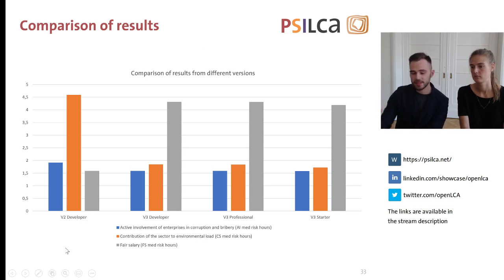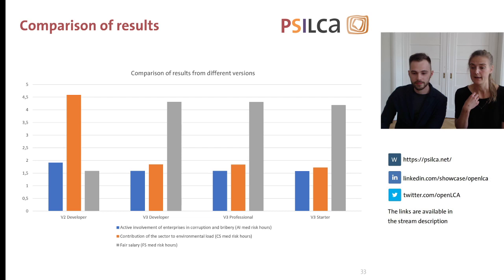Here it is basically the same picture, but it lets us feel the difference more easily. The left part is the version 2 developer, and the right part is version 3.0. As you can see, the difference in the calculation, especially for the indicator contribution to the sector and environmental load, is quite large between the 2 versions. For the whole pack of version 3.0 versus version 2.0, it is related to more accurate data received during the first stages of development of the database. And the same is true for the fair salary. The difference between developer version 2 and version 3 gets quite obvious here.